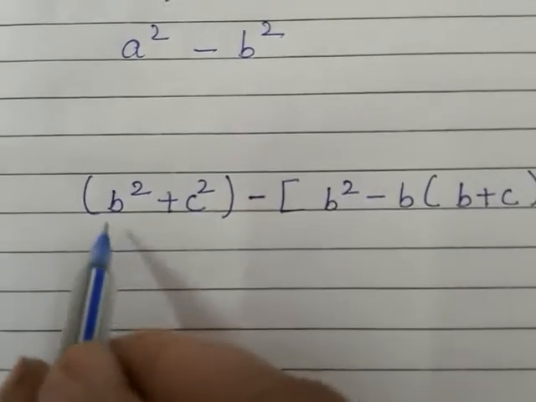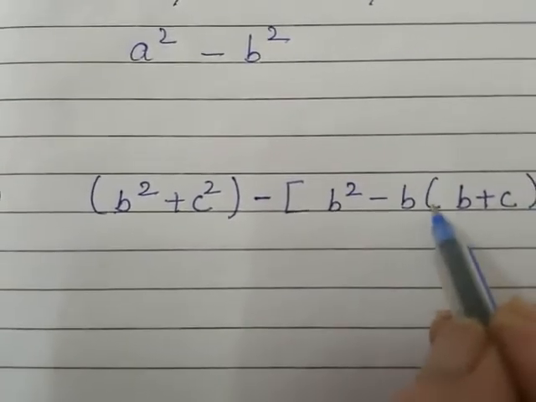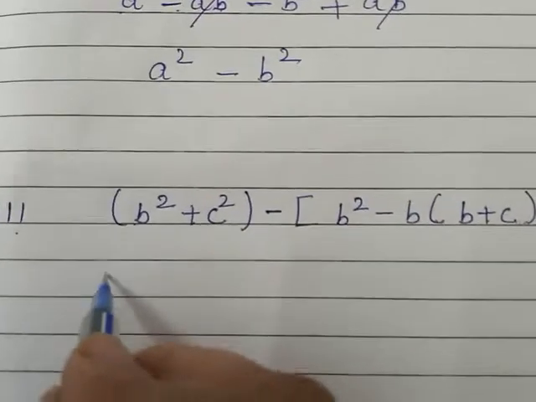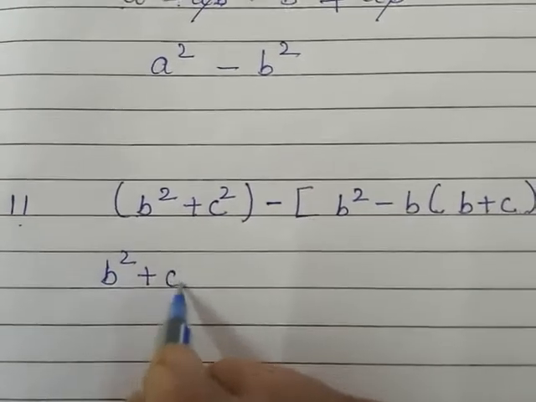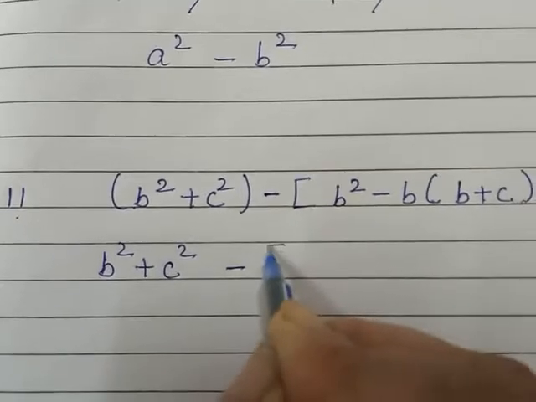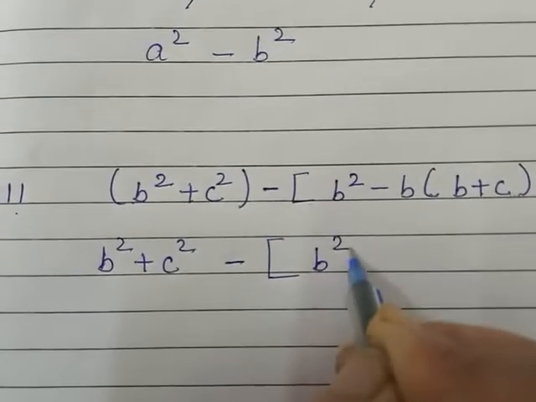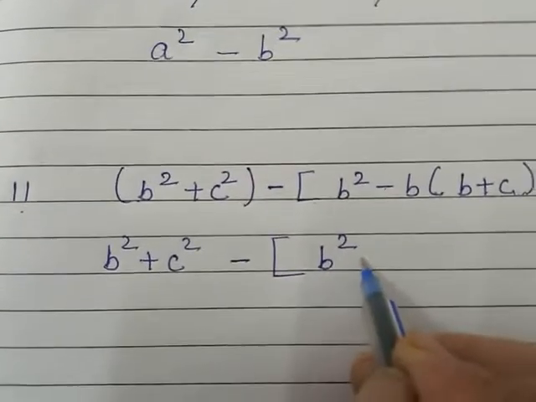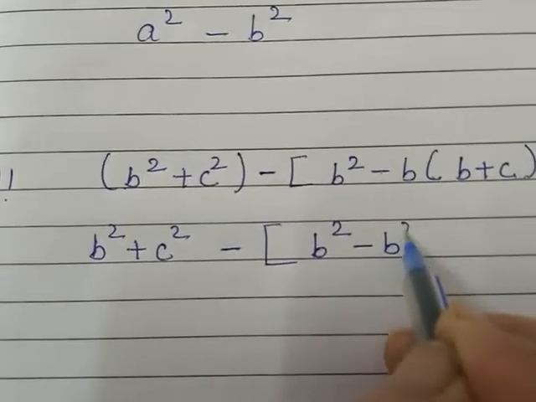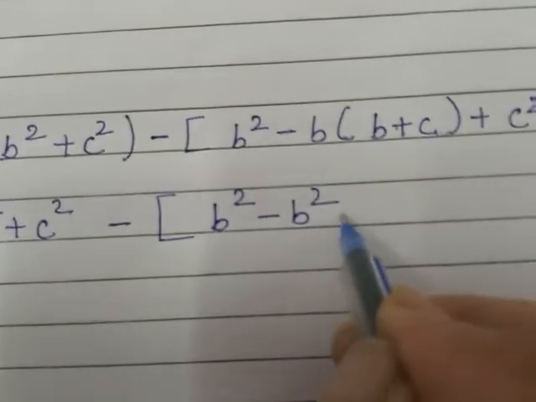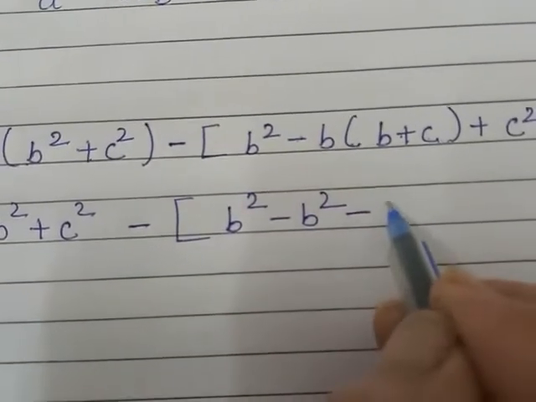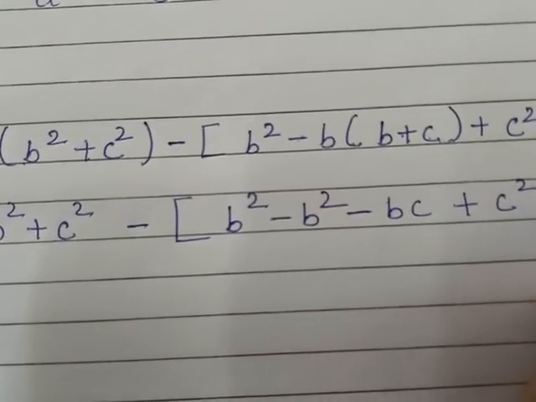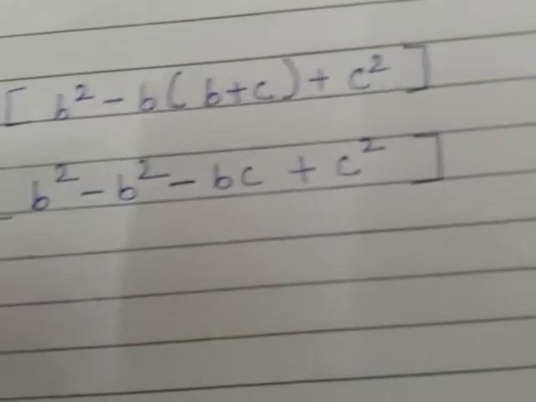Now see here, this is b square. See again the bracket, this is the innermost bracket. So we will remove the innermost bracket first. This is b square plus c square minus, this is the square bracket, b square. Now see, minus b is outside this bracket. So we will multiply it: minus b into b, minus b square, minus into plus is minus, b into c is bc. See, the bracket is removed, then plus c square, curly bracket.